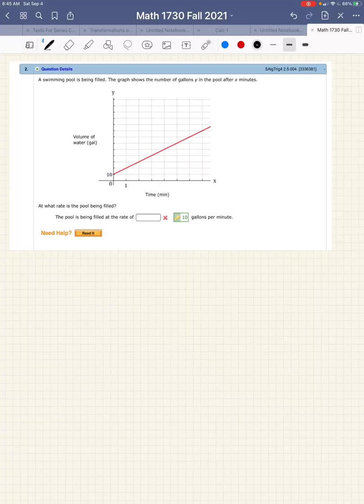A swimming pool is being filled. The graph shows the number of gallons in the pool after X minutes, and gallons is on the y-axis, and time is on the x-axis in minutes. So we're asked, at what rate is the pool being filled?